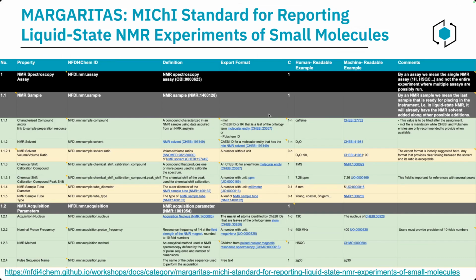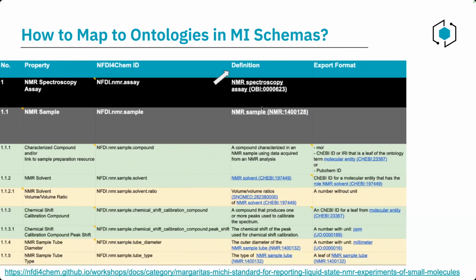And in this schema, we are also trying to incorporate ontologies. And there are different ways to incorporate them. First, there are the definitions. So for instance, when we ask for the NMR solvent or when we ask for the NMR sample tube, we could provide the definition of these properties from ontologies.